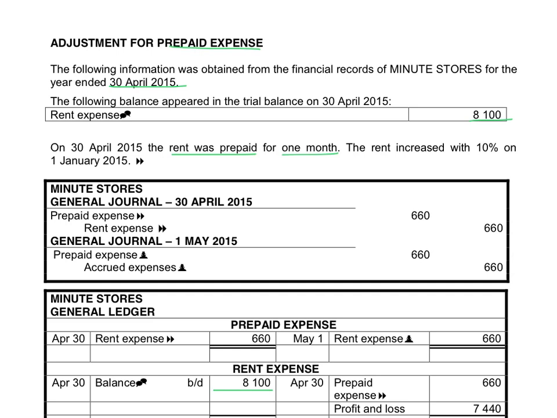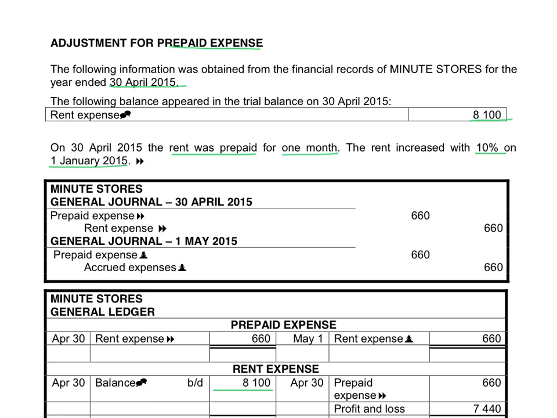We can't just calculate the rent prepaid by dividing the 8,100 by 13, because there was an increase of 10% on the 1st of January. So we have to do a calculation to determine what is the rent prepaid for the next year.